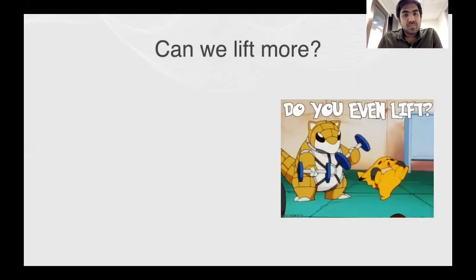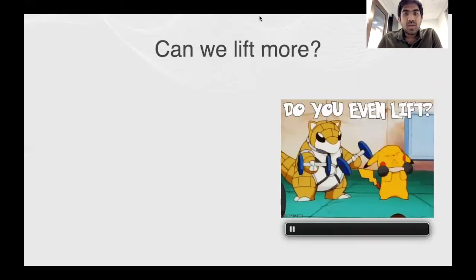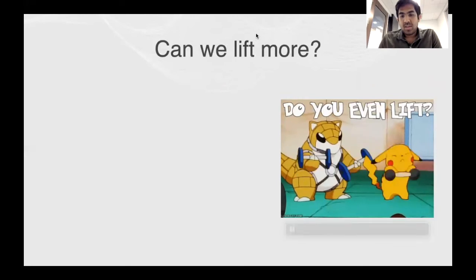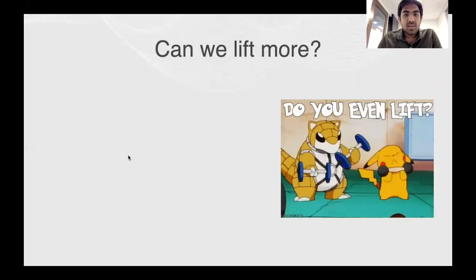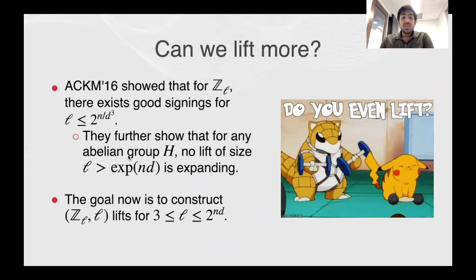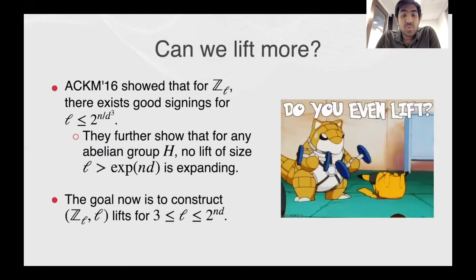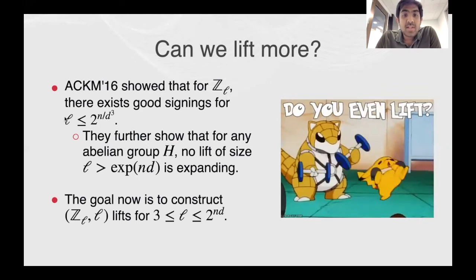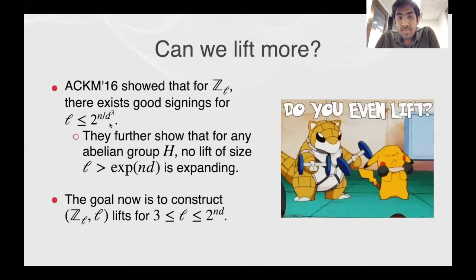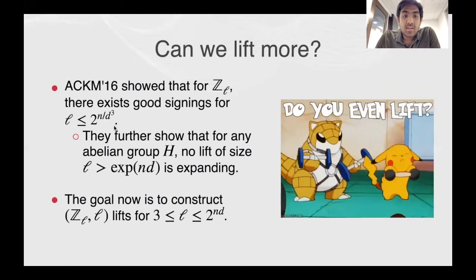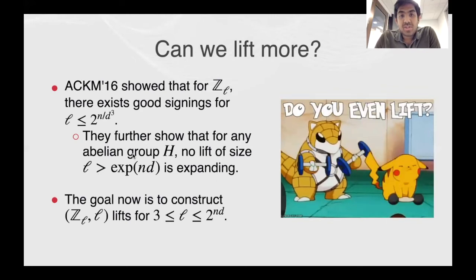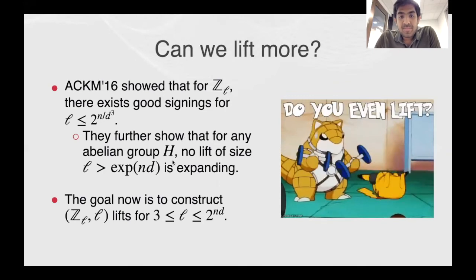Okay. So what do we aim to achieve here? As you have seen, a lot of the work is on two lifts, whereas the existential result of ACKM shows that there are good signings even when you take L as large as 2 to the n over d, right? And they also give a negative result, which says that beyond 2 to the nd, you cannot hope for any expansion if your group is abelian.